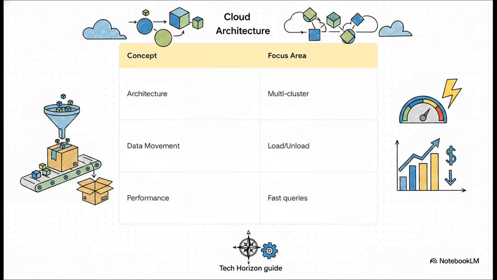Finally, performance optimization. This tests your ability to make queries run lightning fast without blowing up your company's budget, because remember, since Snowflake charges for the compute time you actually use, inefficient queries literally cost real money. You have to know when to scale out by adding more clusters to handle high concurrency versus exactly when to scale up by using larger virtual warehouses for those really complex queries.